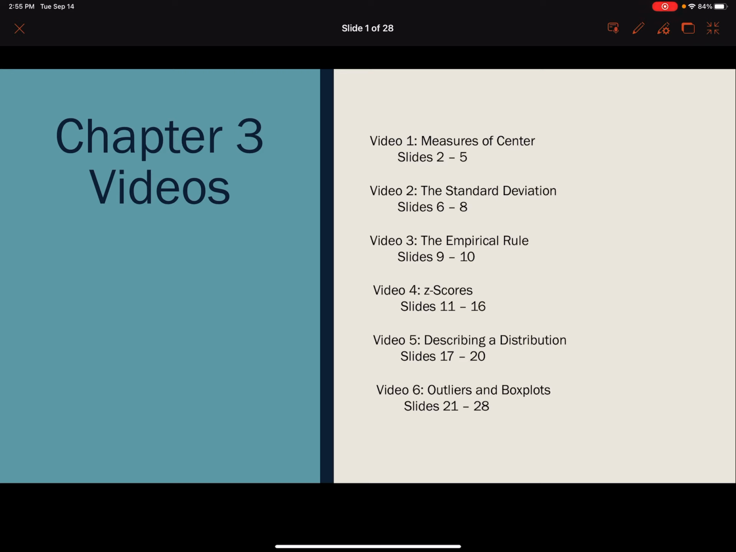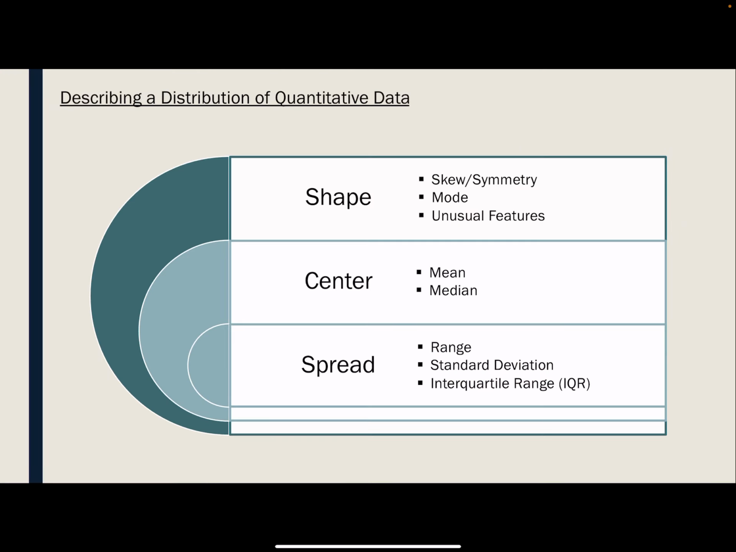We're going to talk about the empirical rule and z-scores, and we're going to bring everything together to describe a distribution, and then finally talk about outliers and box plots. So before we get started with talking about the best measures for the center, I want to look at the big picture of how we're going to bring this information together. So we're going to look at the big picture, then we'll talk about the details, and then we'll come back to the big picture. In Chapter 2, you learned about displaying data.